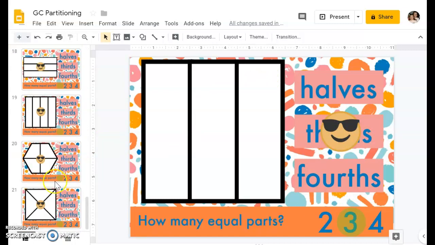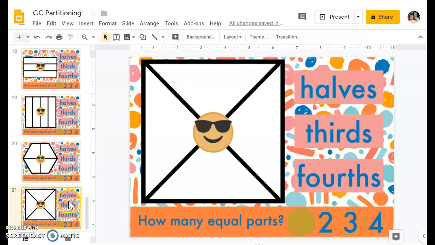There are 20 shapes for you to practice with, and when you're done with this last one here, you may turn it into Google Classroom.